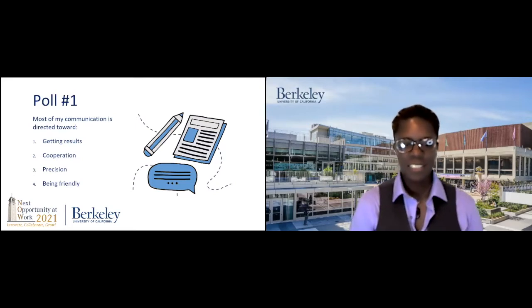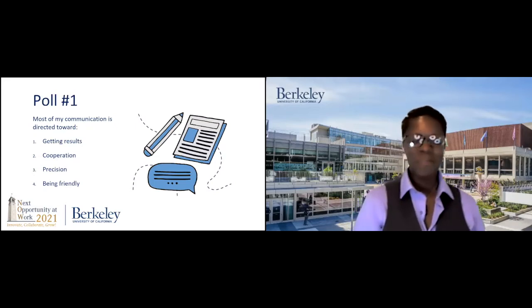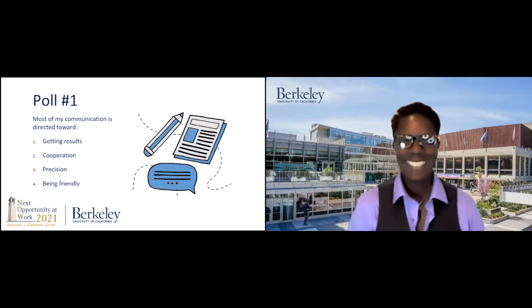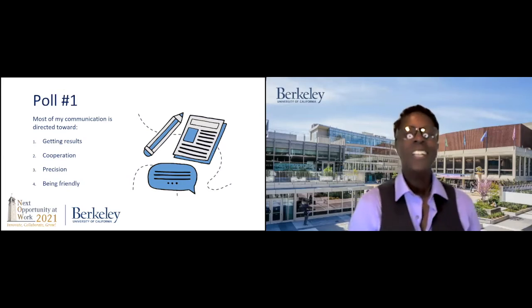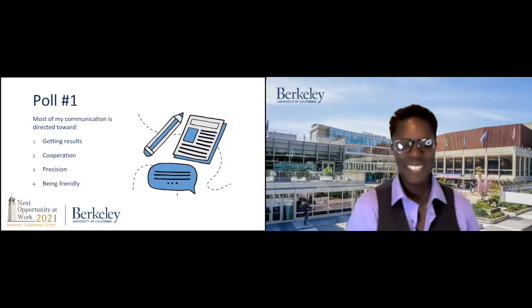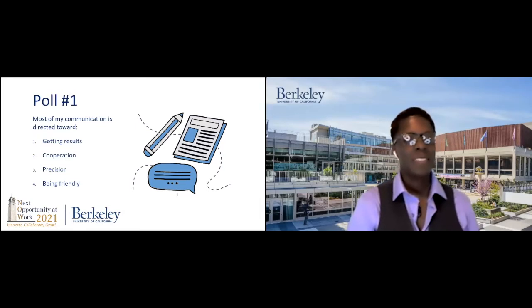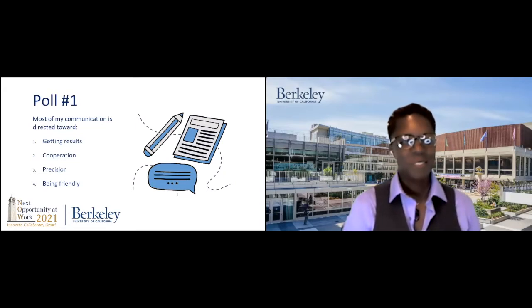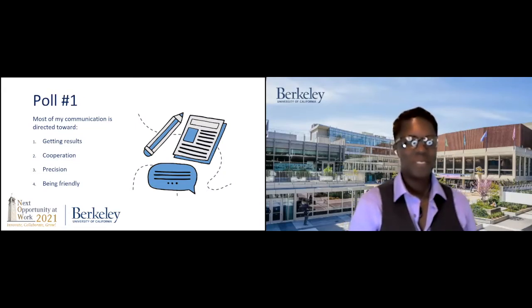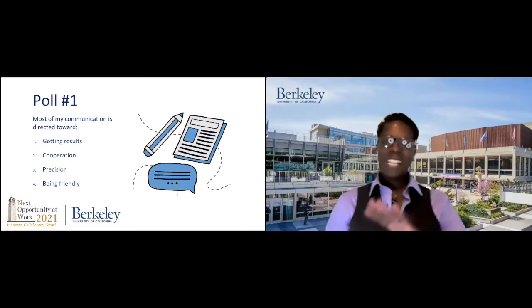Sanchita? Actually, Peter, please share the results of the poll, please. I'm sorry, Paul. Sorry about that, Sanchita. Peter? Yeah, sorry. It looks like we're about 92% completed. Thank you. Could you just talk me through it? I cannot see the screen. Sure. Gotcha. So it looks like currently we're looking at 25% are saying getting results, 39% for cooperation, 9% for precision, and 28% for being friendly. And just so you know, we have 250 participants in this room. Thank you. That's not scary at all.